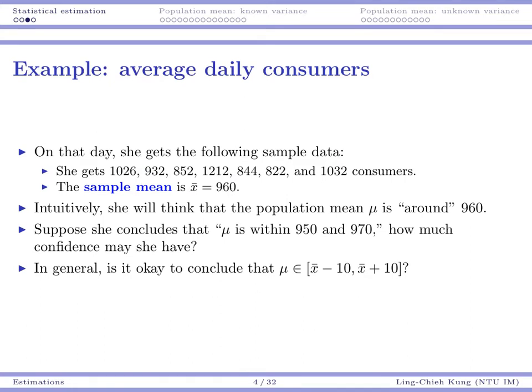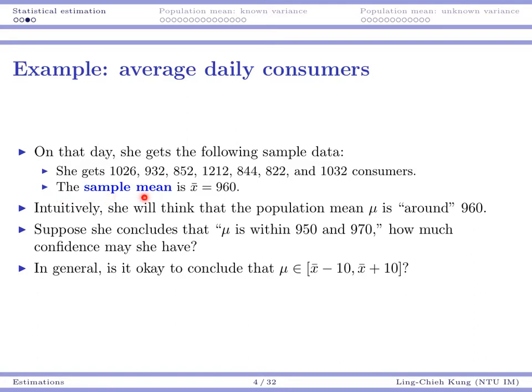Suppose at the end of that day, my survey got these numbers: 1026, 932, and so on. It seems to me that these numbers are somewhat centered at 1000, and also I can see the sample mean is 960. It's just the sum of these 7 numbers divided by 7.